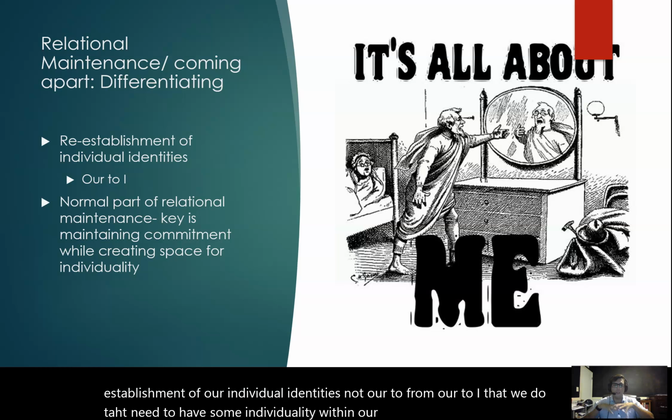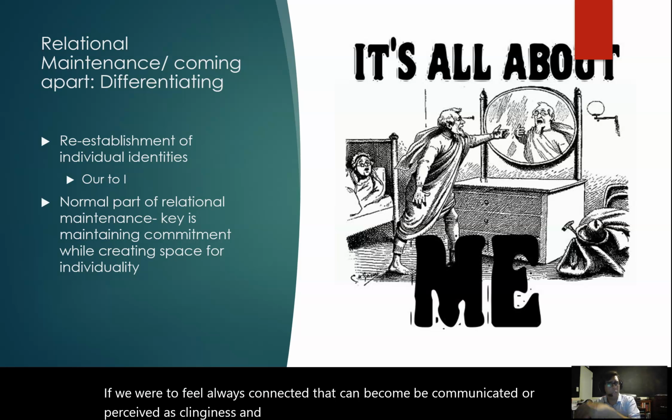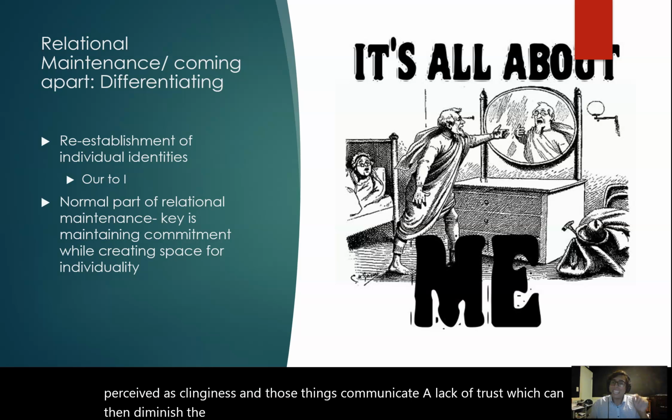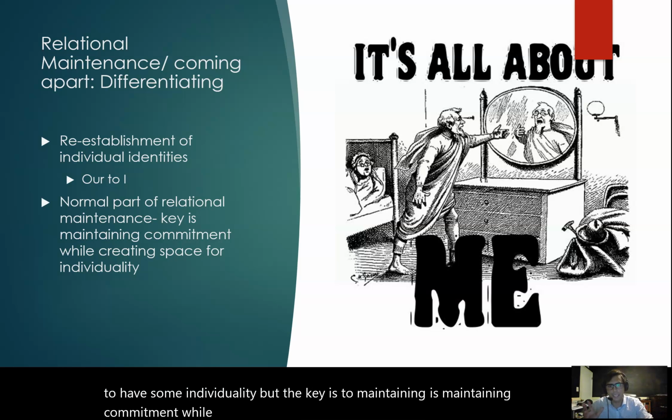If we were to feel always connected, that can be communicated or perceived as clinginess. And those things communicate a lack of trust, which can then diminish the relationship. So it is a normal part of relational maintenance to have some individuality. But the key is maintaining commitment while creating space for this individuality.